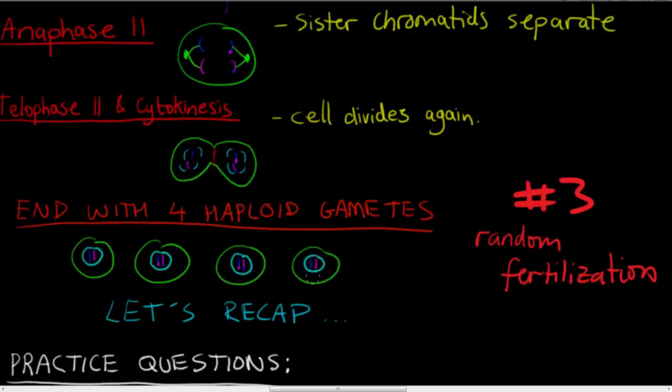Basically, an egg cell from the mother and a sperm cell from the father, completely random, can come together, fertilize and form a zygote, form a baby, and it's completely random. So that's again another source of genetic variation.